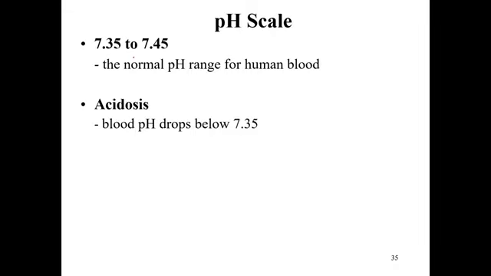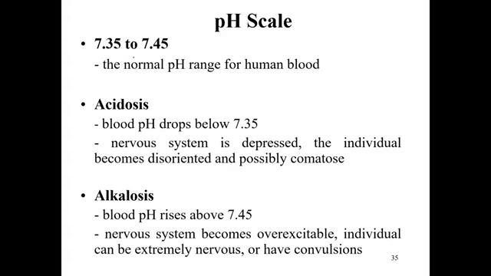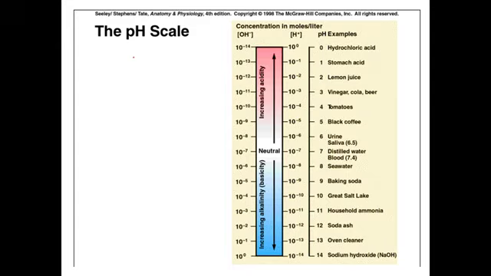Acidosis happens when the blood pH drops below 7.35. This is what happens: the nervous system is depressed, and the individual becomes disoriented and possibly comatose. Alkalosis, on the other hand, is when you have too much base in your blood, above 7.45. The nervous system becomes overly excitable. The individual can be extremely nervous or have convulsions. So any alteration of body pH isn't good for the body.